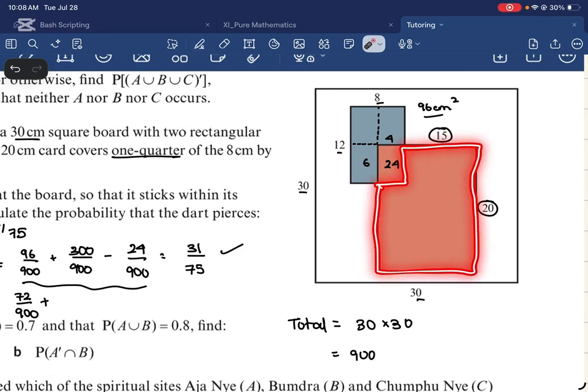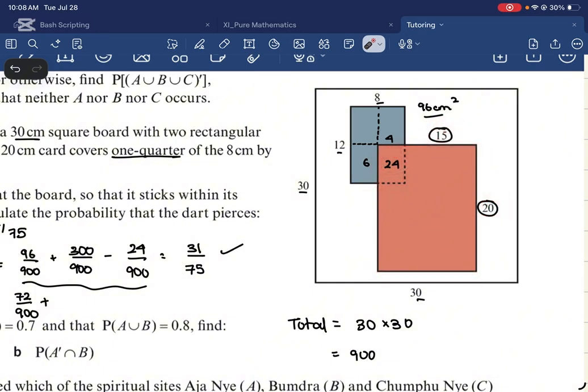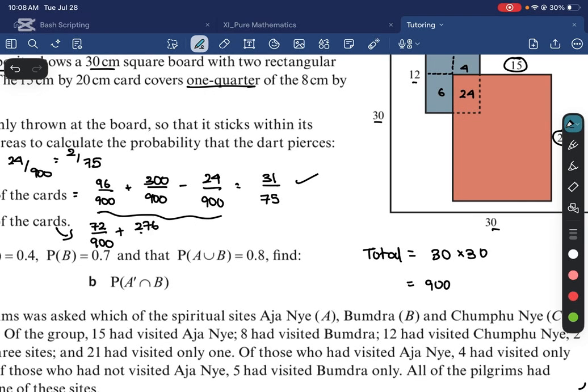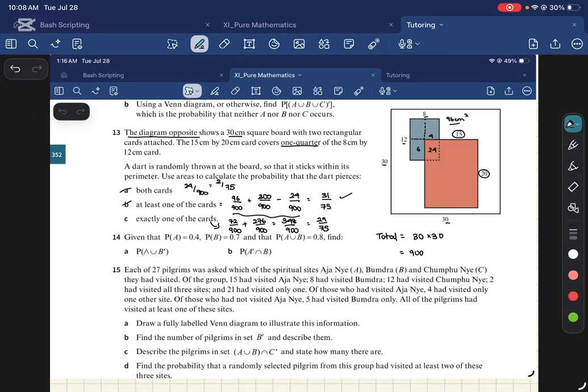And this area is just the total area. So 15 times 20, right? I do 15 times 20 and minus 24. So 276. So that gives you 72 plus 276. So that is 348 divided by 900. And that simplifies to 29 over 75. All right. So we are done with question 13.